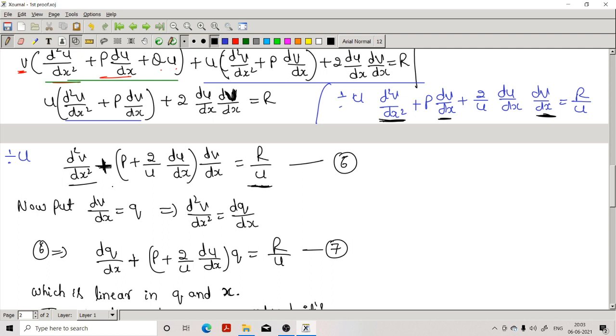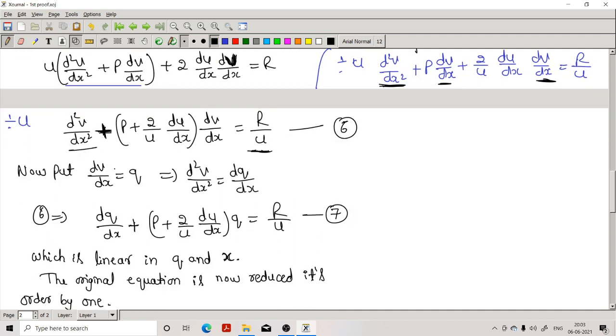Therefore now we have to solve for v. Again we don't know how to solve this expression, as this is again a second order differential equation. Therefore we have to reduce this order to a lower order and then solve for v. Now put dv by dx equal to some q. Put dv by dx equal to q, because we don't know how to solve this expression as it is.